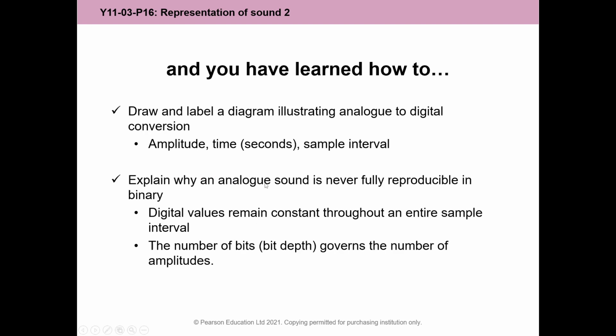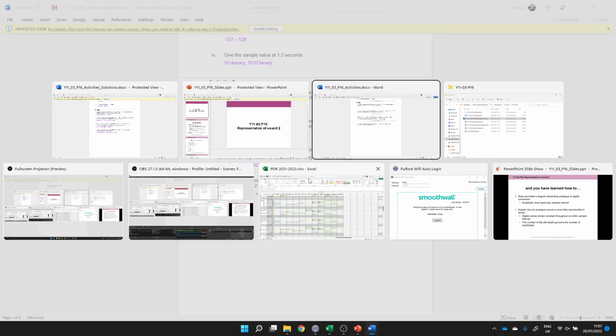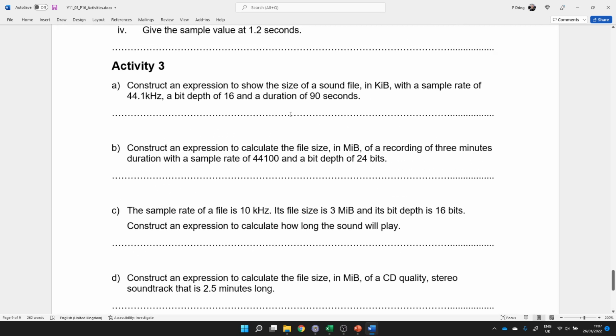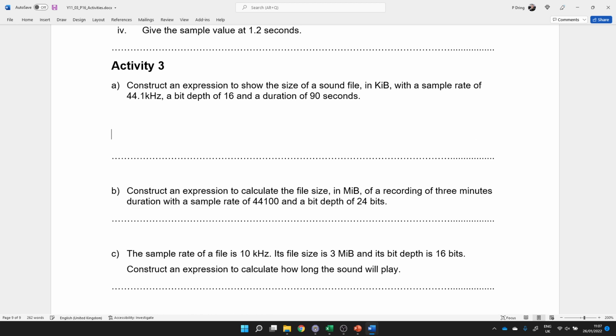So let's look at some examples. I shouldn't really show you the answers. There we go. Construct an expression to show the size of a sound file in kibibytes. Remember, that means we're using powers of 2, so 1024 bytes in a kibibyte, with a sample rate of something, a bit depth of something, and a duration of something. Okay, so the size is equal to the sample rate multiplied by the bit depth multiplied by the length.